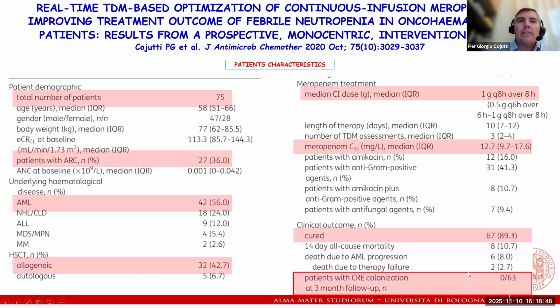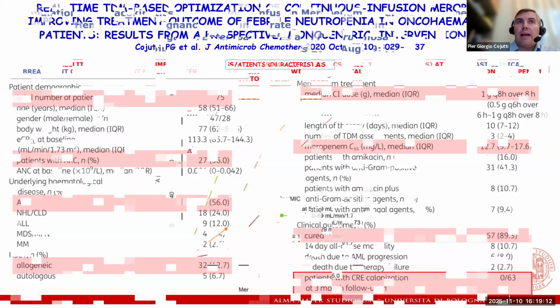Unfortunately, there are no other reports that confirm or do not confirm our observation, but the clue is interesting, suggesting that by optimizing drug administration, by using continuous infusion, the effect on colonization by multi-drug resistant pathogens may be positively affected.